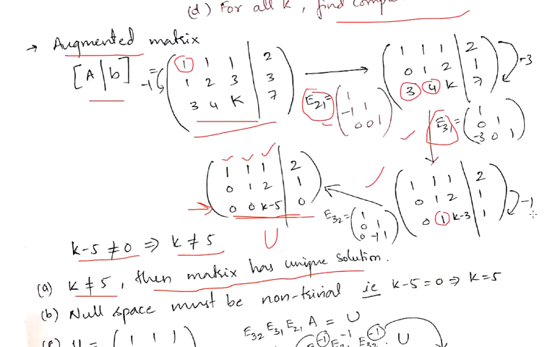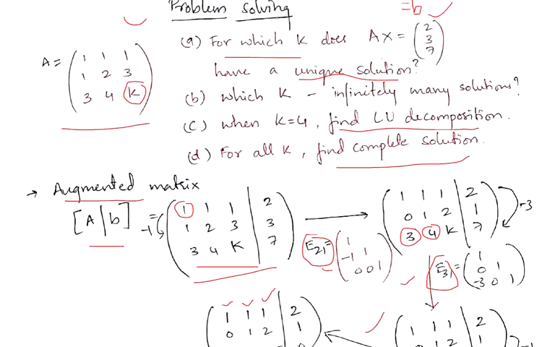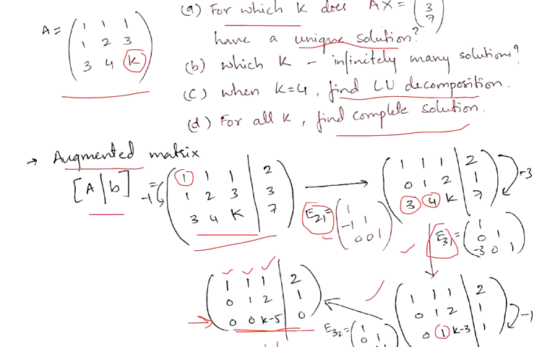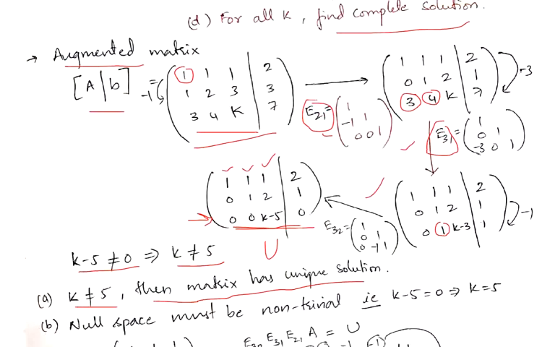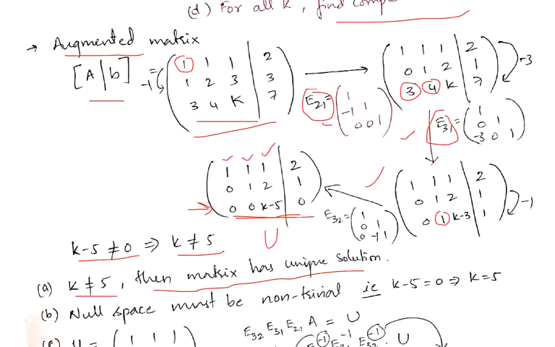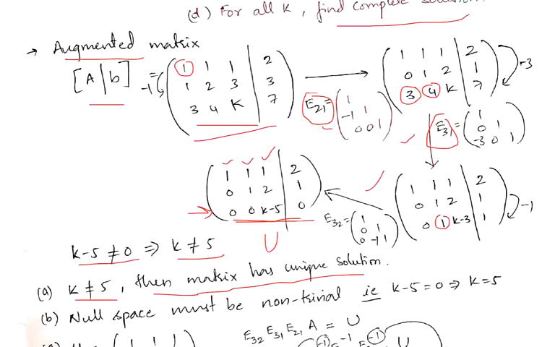Coming to the next question: for which k does it have infinitely many solutions? Infinitely many solutions means, as I told you, in a non-homogeneous system of equations the rank of the matrix should be less than the number of columns. To make it less, I need to make this row 0. For that, k minus 5 should be equal to 0, that is, k is equal to 5. So this gives an infinite number of solutions.